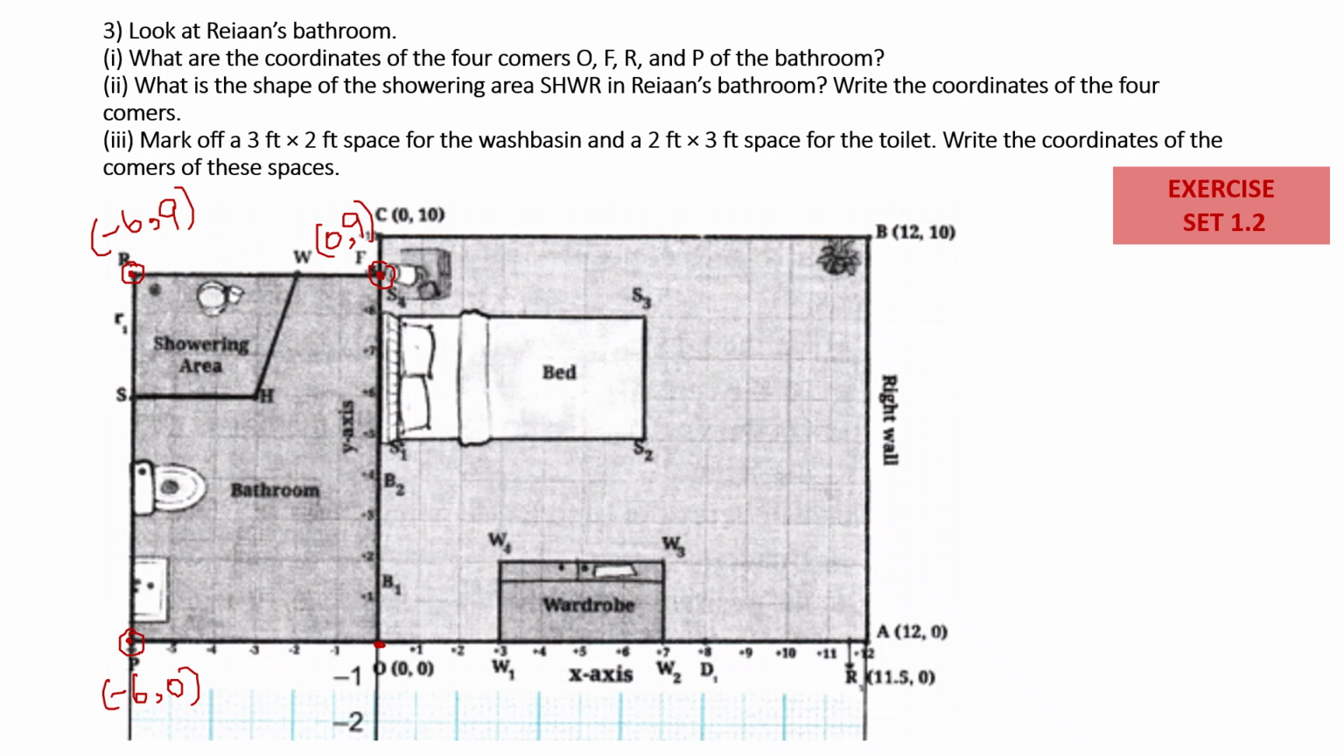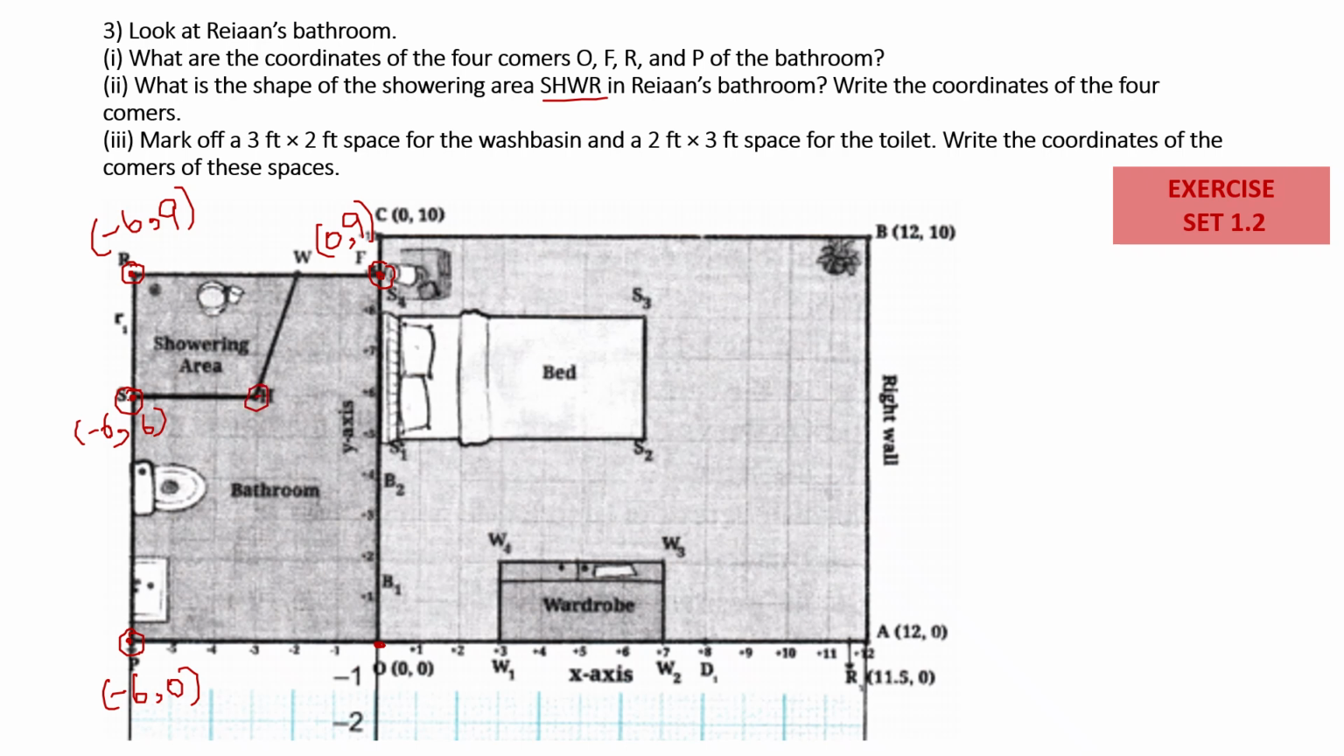Now coming back to the second question: what is the shape of the showering area, which is given as SHWR? These are the vertices of the showering area in Rayan's bathroom. Write the coordinates of the four corners. So this is S. We'll first write the coordinates, then we'll say the shape. So what is this coordinate? From x it's going to be minus 6, and from y it is plus 6. So minus 6 comma plus 6. That is the coordinate for the point S.